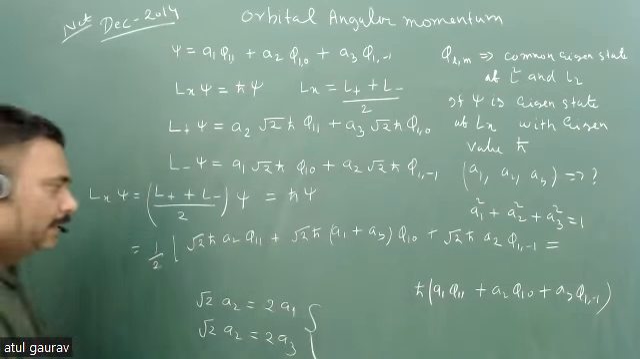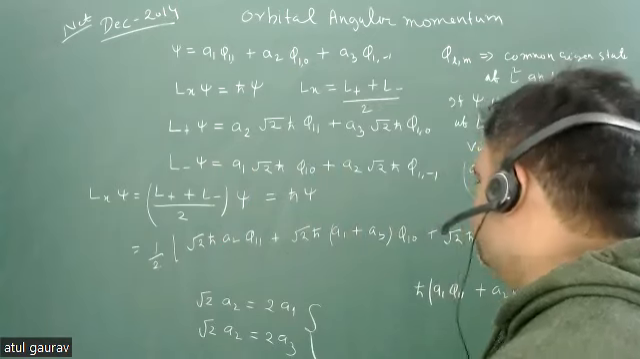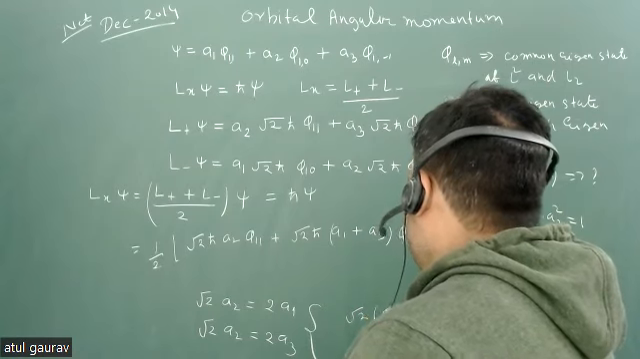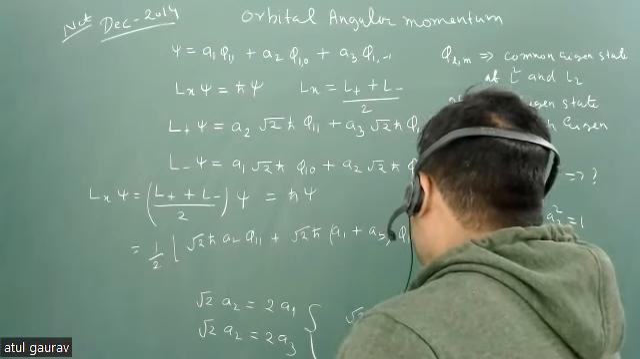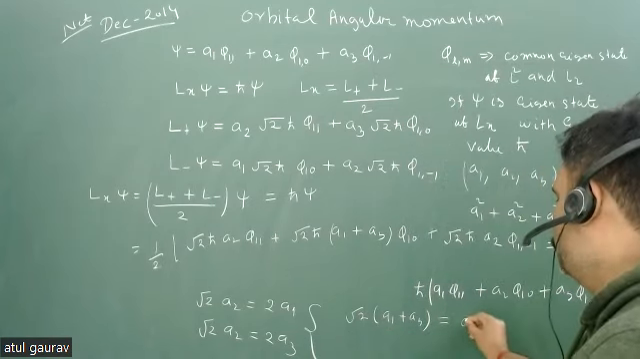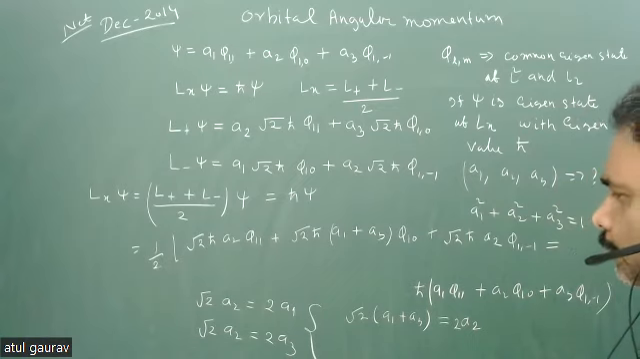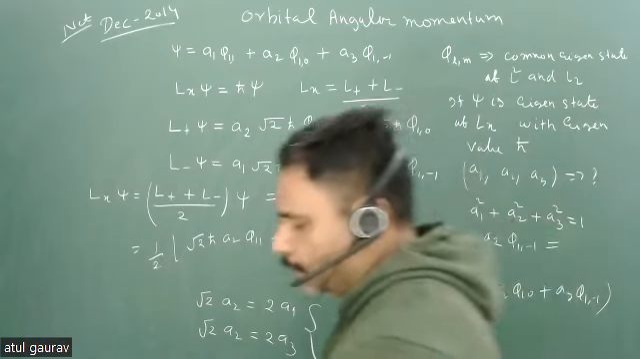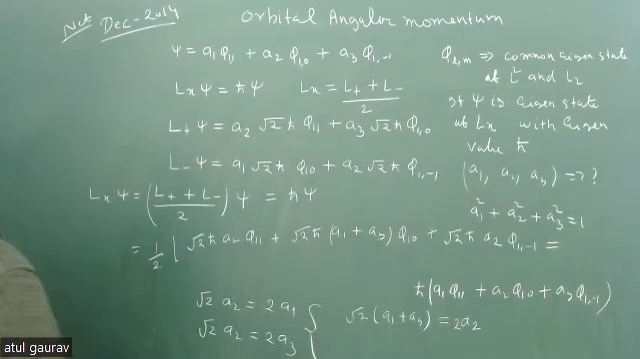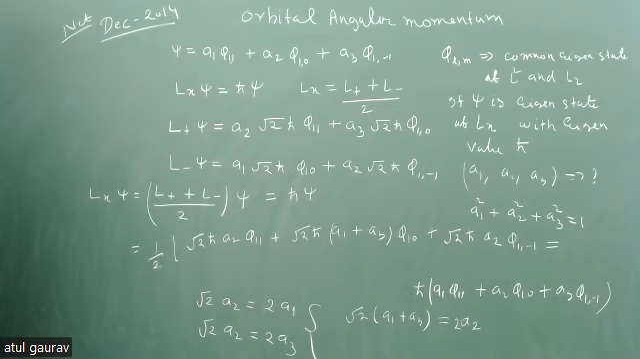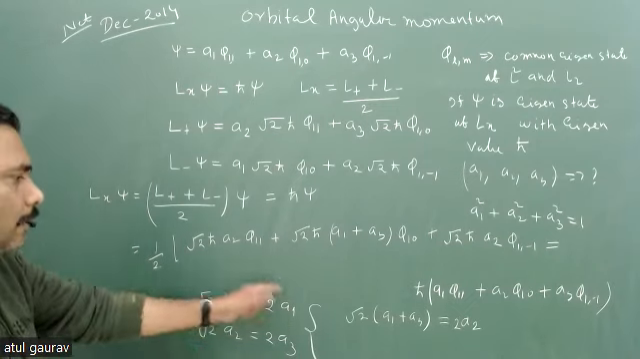Last but not the least, you have one more equation. And what will be this equation? Root 2 A1 plus A3 must be equal to 2 times A2. Agreed or not, sir? Yes, sir. So now, from these two equations, what will be your conclusion?